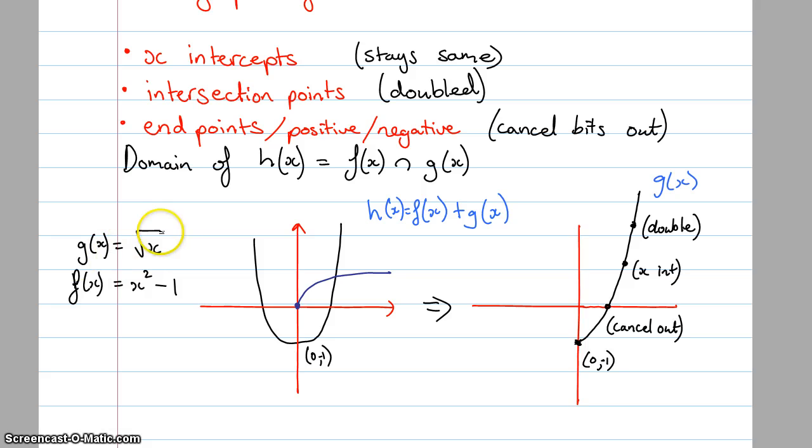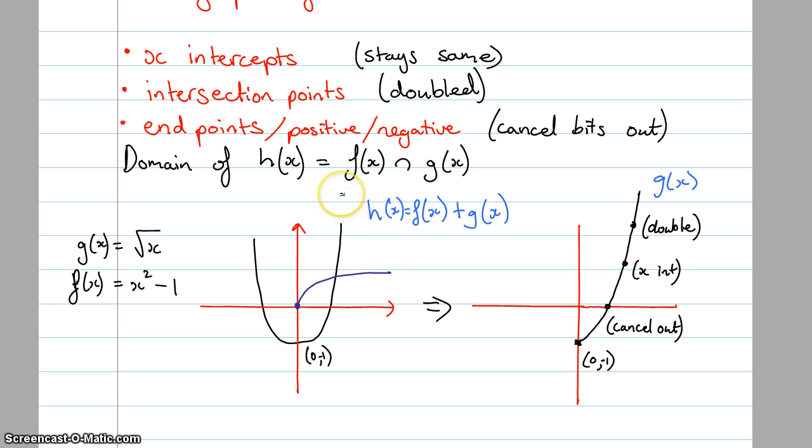So I've got g of x being the square root of x and f of x being x squared minus 1. I've drawn both of those graphs there, x squared minus 1 and root x, and I want to draw what h of x is, which is f of x plus g of x.